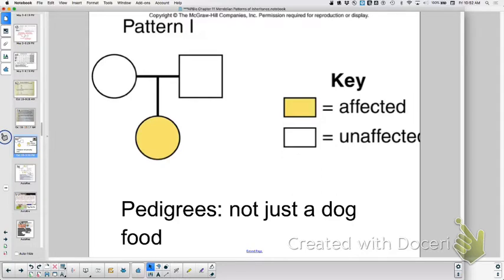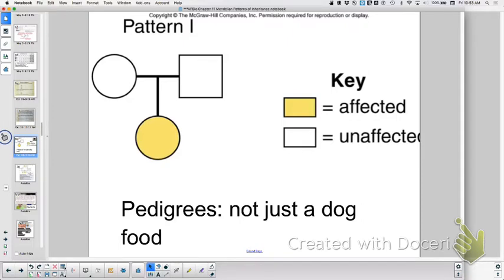This is Mendelian Genetics Part 3. We're going to start with pedigrees today, and this is one example. When we look at this pedigree, if I asked you on a test or on the AP exam, is this an example of an autosomal dominant trait, an autosomal recessive trait, or a sex-linked recessive trait?